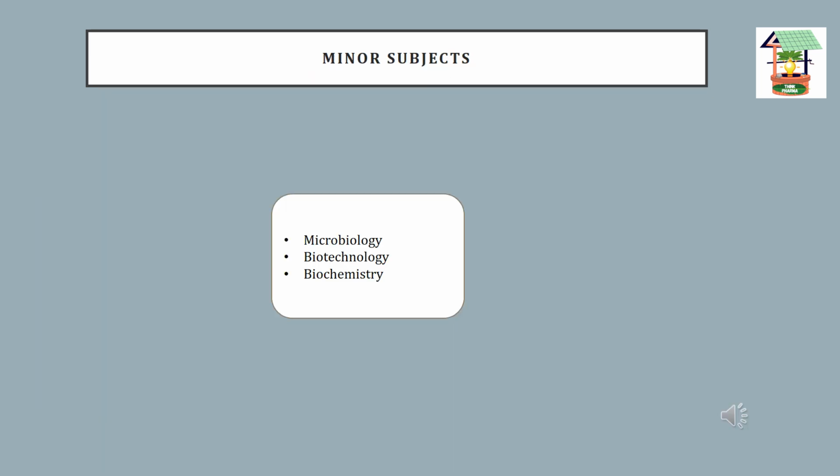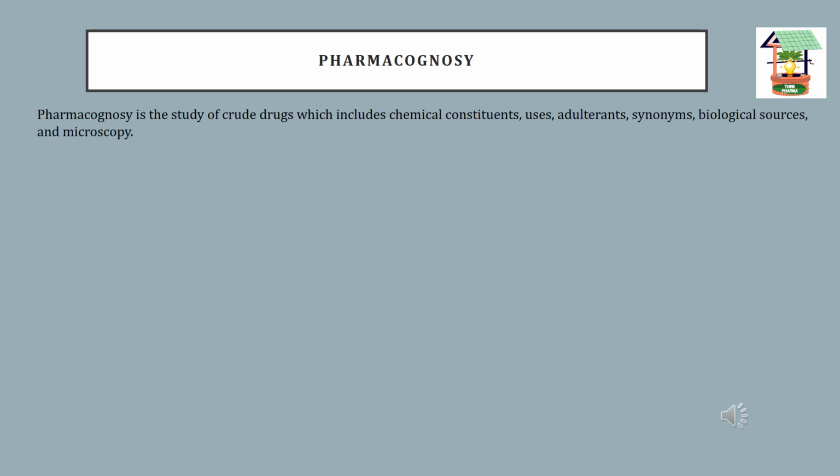Minor subjects are microbiology, biotechnology, and biochemistry, where you will have less scope, means less weightage, less number of questions will be from this area. And then next, as I am an expert dealing with pharmacognosy, we will see what are the topics we have to cover in this pharmacognosy subject. And we will see the previous year questions, means the scope of questions, how many expected questions will be there, and what are the topics we have to cover.